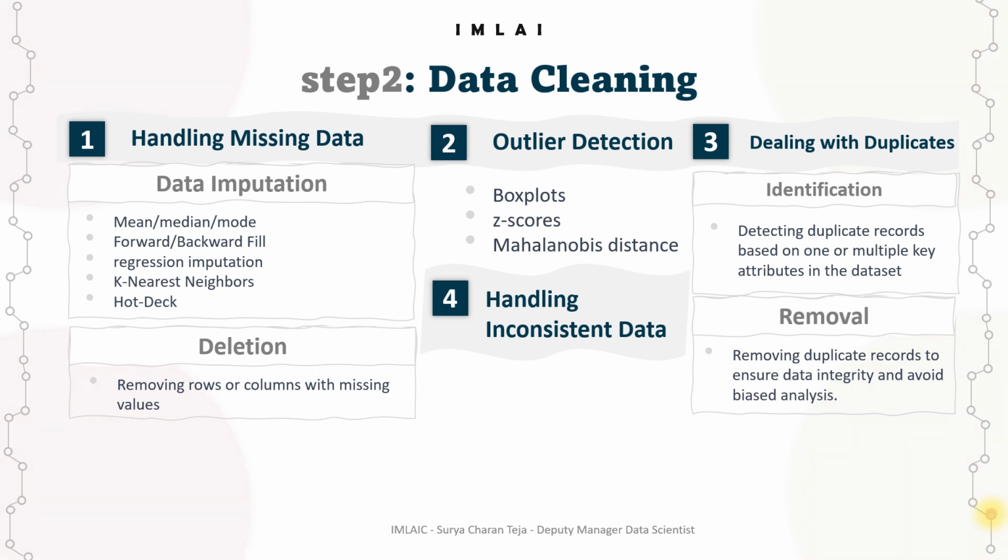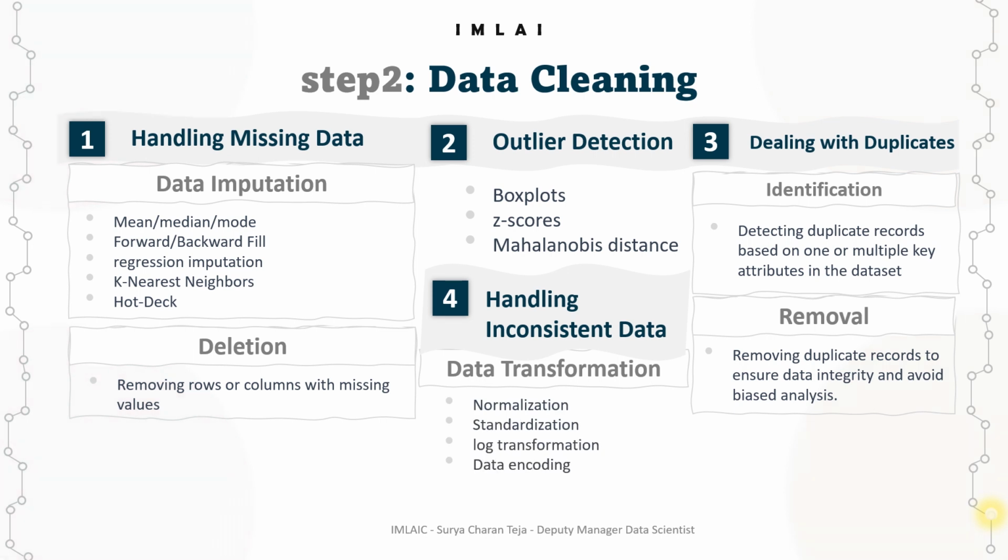Inconsistent data can be handled using the standardization technique, converting data into a consistent format or scale to ensure compatibility, for example, converting units to a common scale. Or data transformation techniques, applying mathematical transformations, for example, log transformation to normalize skewed data distributions. These are the techniques that we can use to handle inconsistent data.